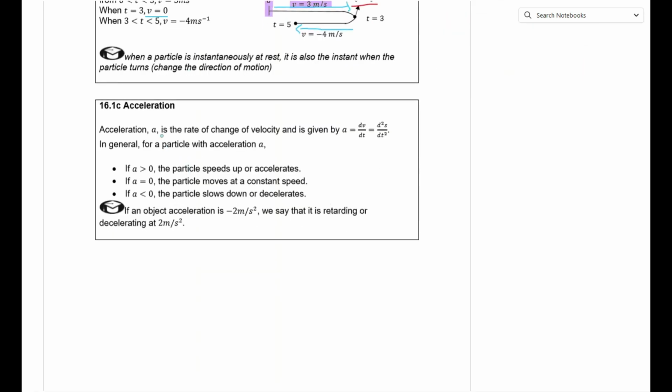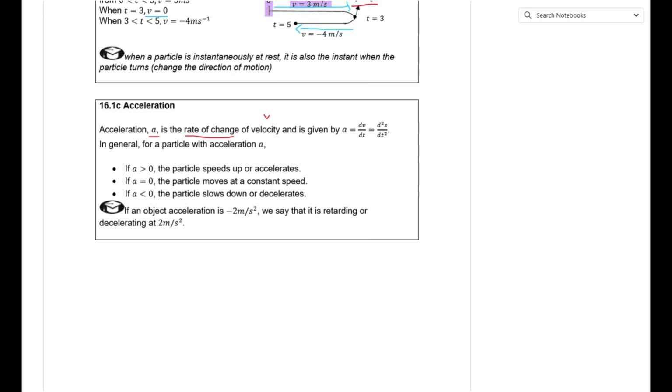Next, we have acceleration. Acceleration is represented by the letter a. It's the rate of change of velocity, which is your v, and is given by dv over dt, or d2s over dt squared, whereby your s represents your displacement. So basically, differentiating your displacement 2 times.